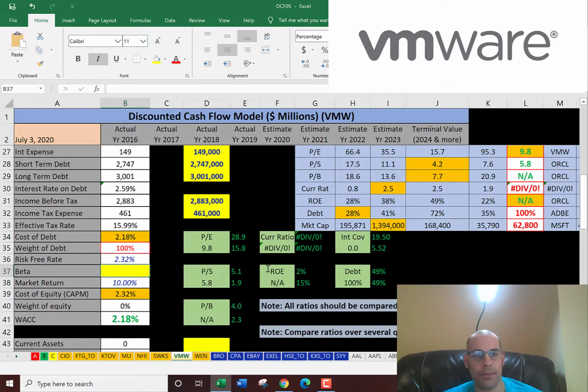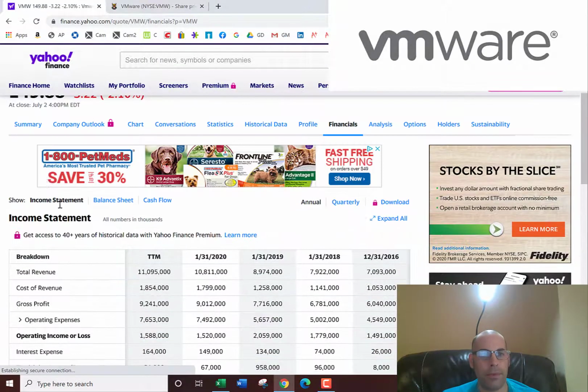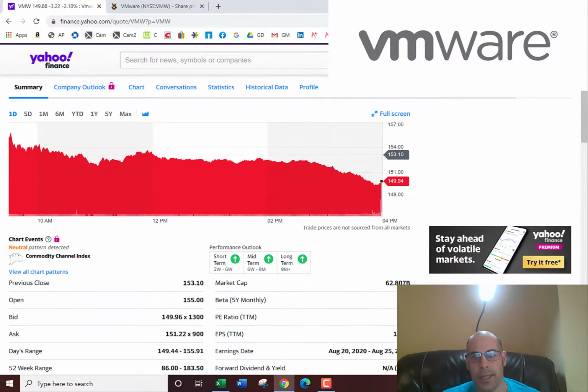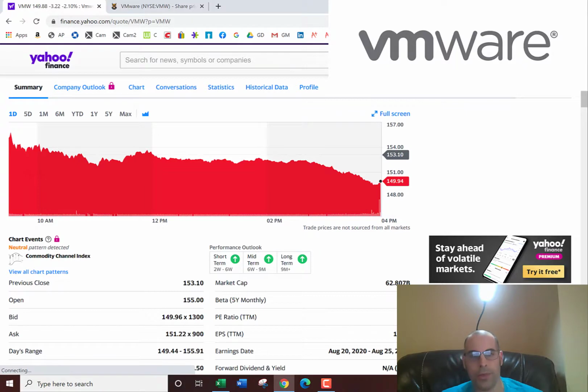Let's figure out their cost of equity. We need the beta for that. That's the volatility of a stock. And it's 0.96. So the stock pretty much moves with the market.